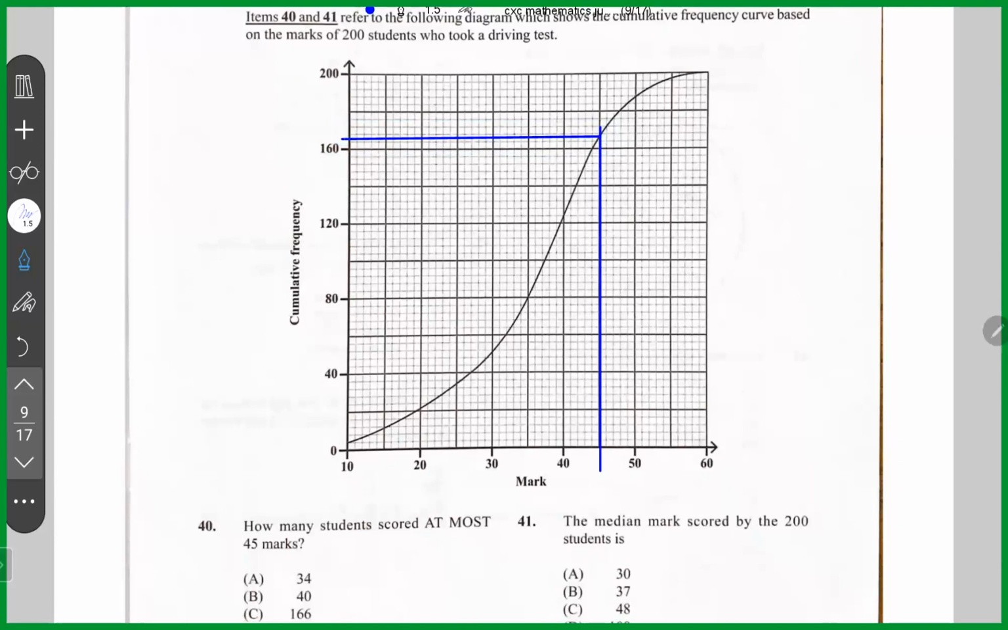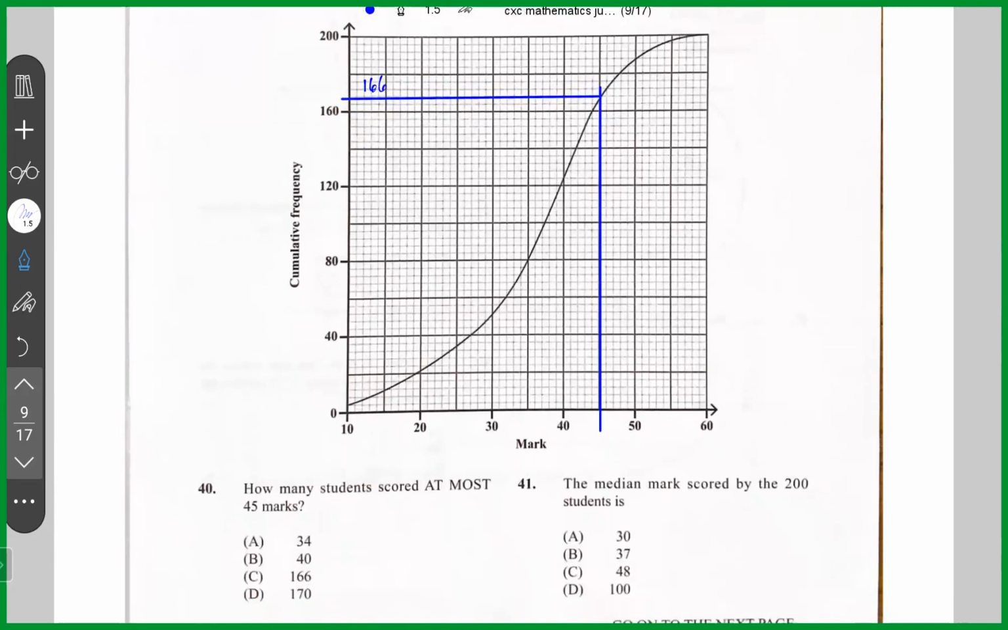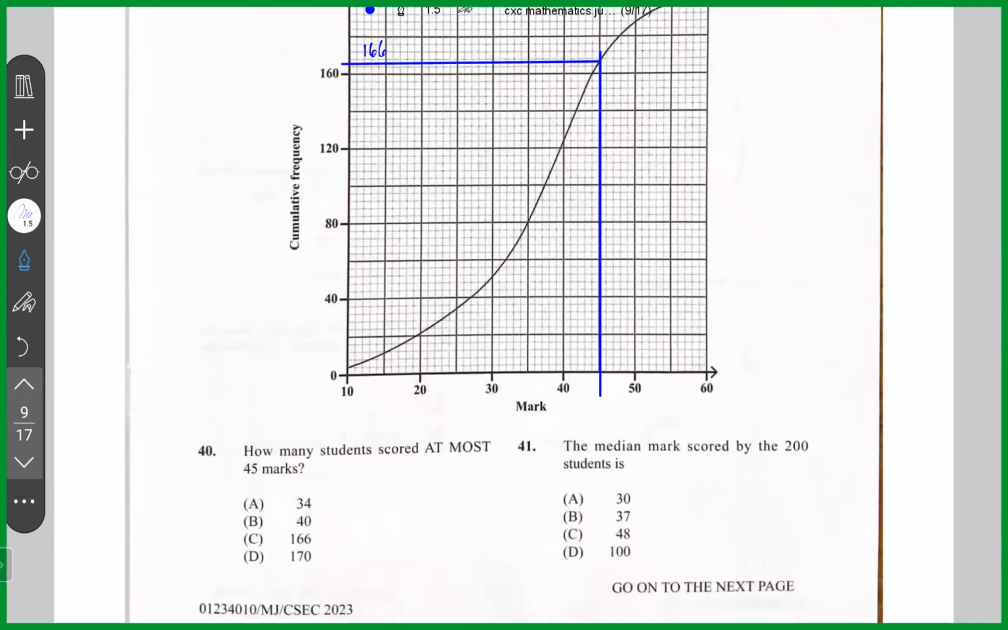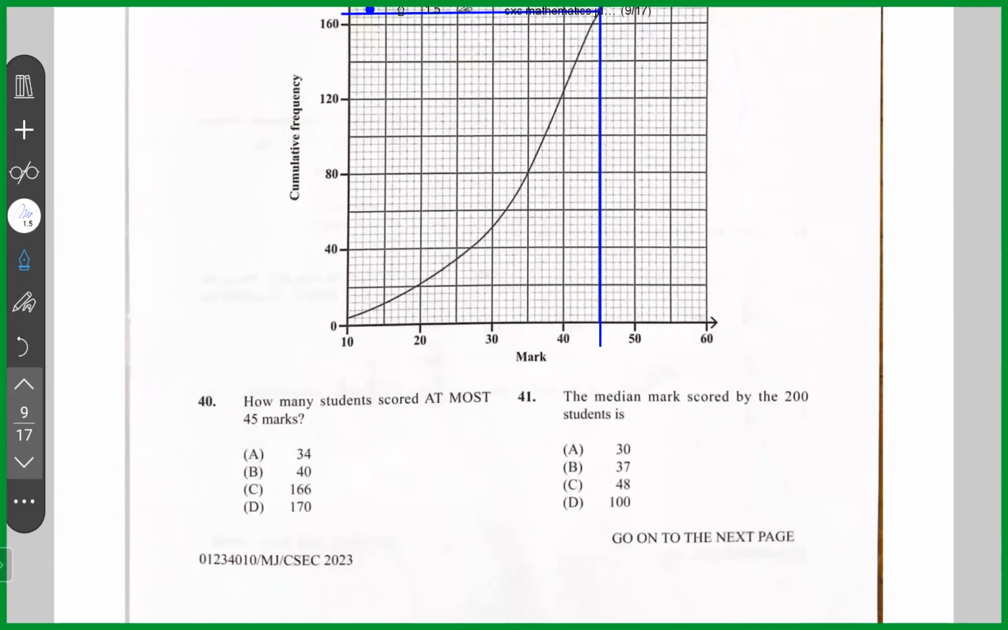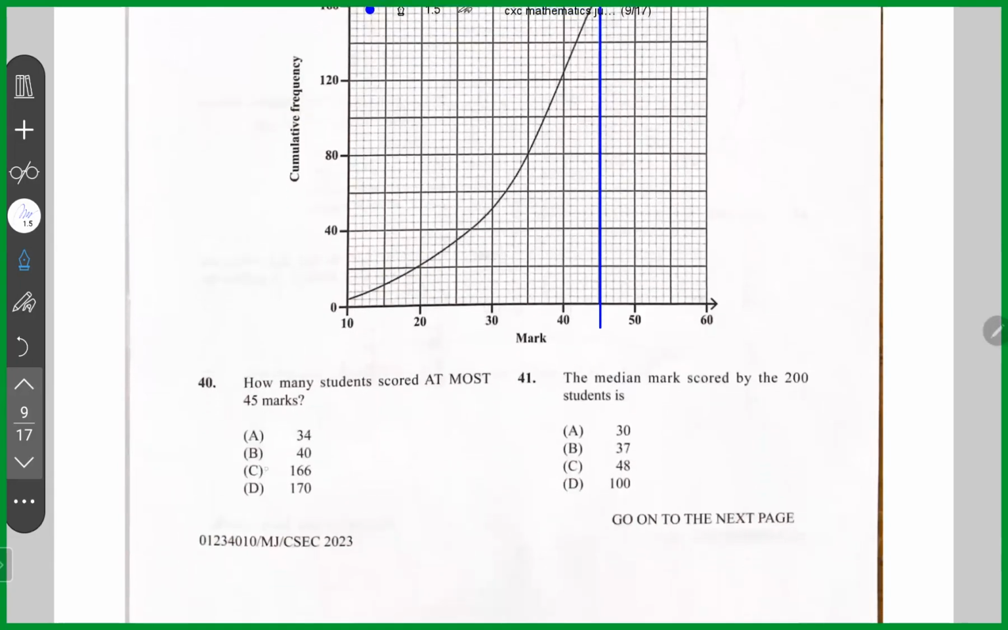So this looks like 166. All right, so this is 166. So person number 166 got 45. At most 45 means 45 or less. So my answer is C. 166 persons got either 45 marks or less.